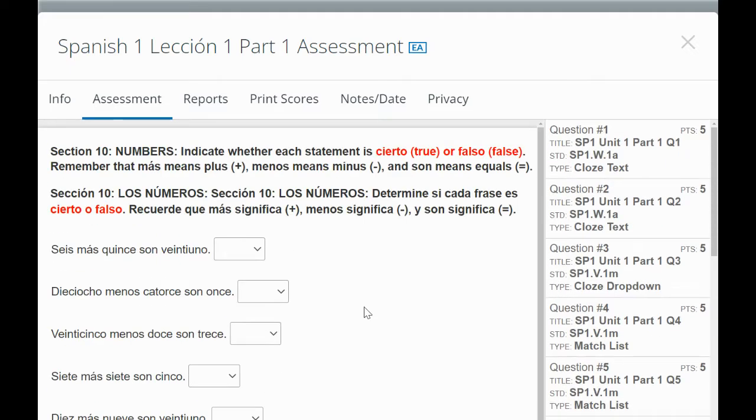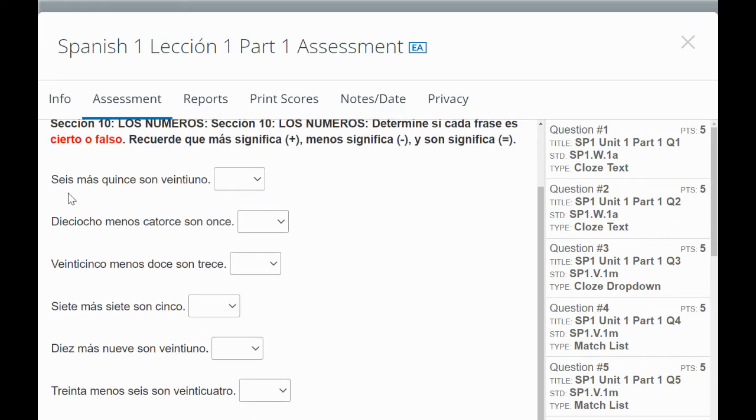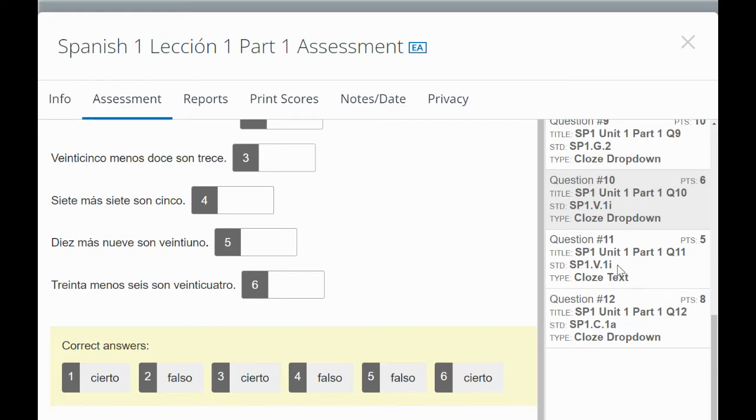Okay, numbers, section 10. Indicate whether each statement is cierto, true, or false, falso. Remember that más means plus, menos means minus, and son means equal. So número uno says, 6 más 15 son 21. If you know that 6 plus 15 is 21, you click cierto, hopefully. So you need to know your numbers there. Okay, and then true and false.